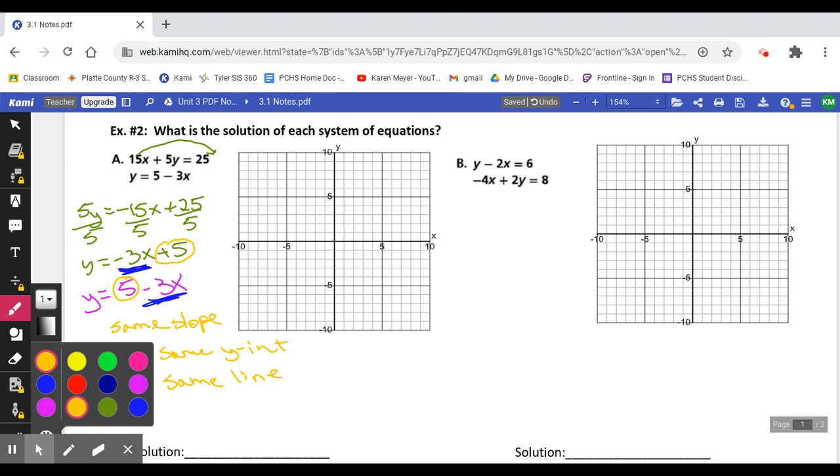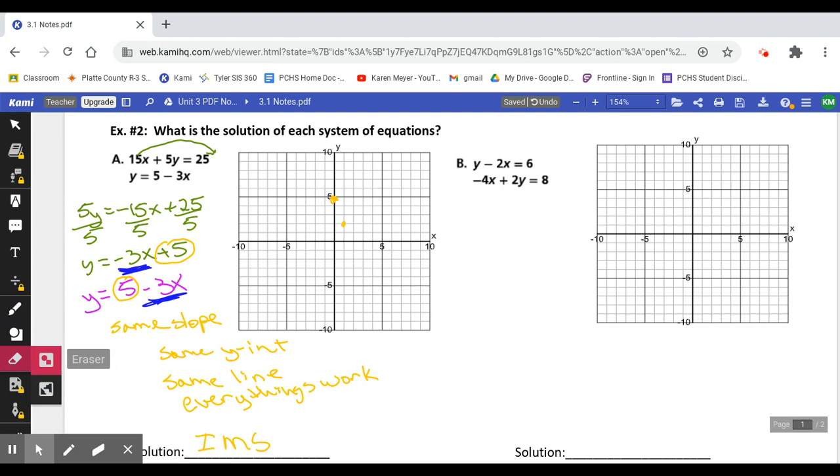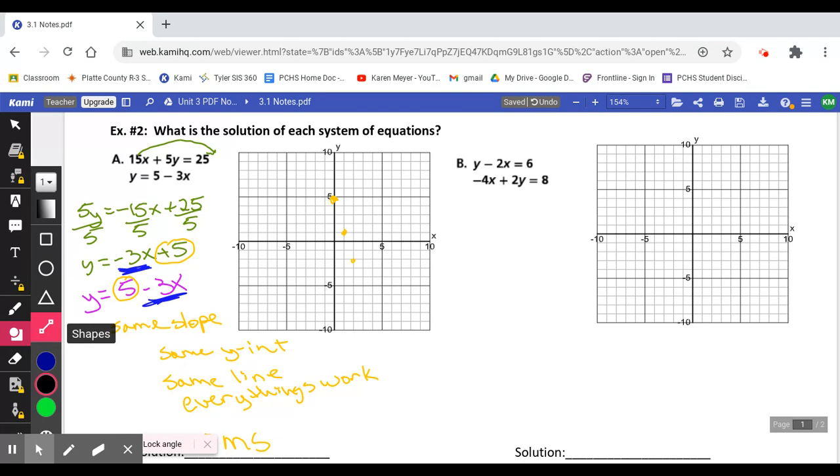So that means everything is an answer. Everything works. And if everything works, then that is what we call an IMS, for infinitely many solutions. Whichever one you want to graph, you can graph. But if you're not sure, you could always graph both of them, and you would notice while graphing them, oh, hey, wait a minute, when I graph them, they're actually going to be the exact same line. And then you could also say IMS from that.